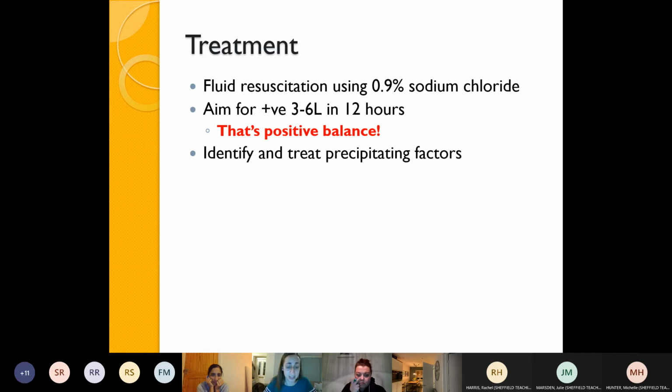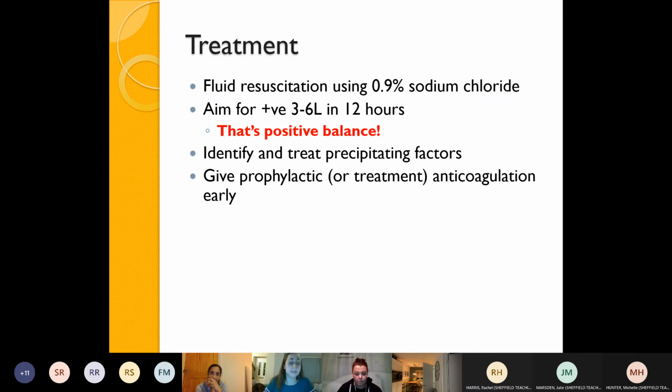Identify and treat precipitating factors. So again, you've got the ones that just didn't know that they had diabetes, that have just been ignoring their polyuria, nocturia, and all that sort of stuff at home. But other times it may be they've got an infection or something else going on.